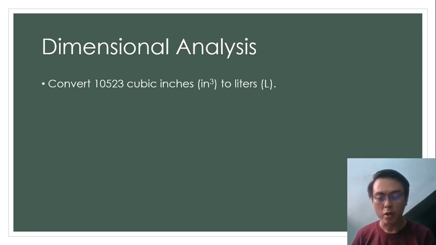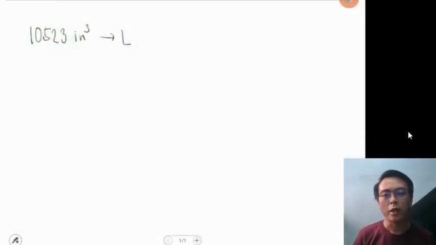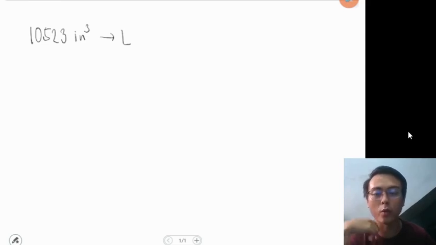So our given is 10,523 cubic inches. We want to convert that to liters. In this case, we don't have a direct conversion, or let's assume we don't know of a factor that takes us directly from cubic inches to liters. We have to do this step by step. So you need to come up with a plan.